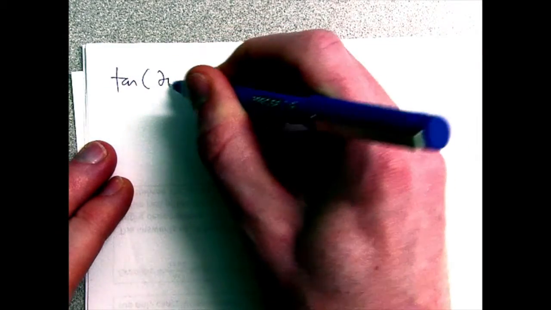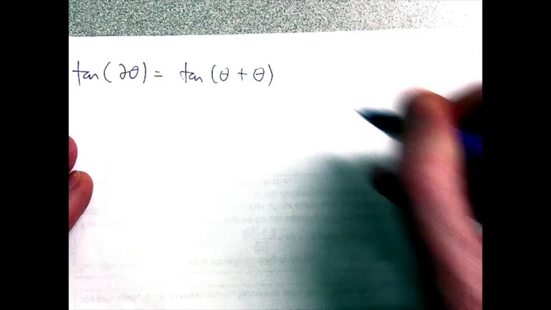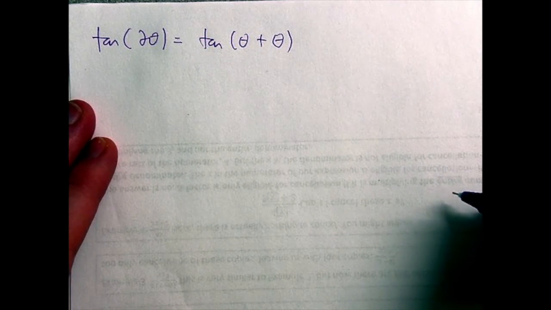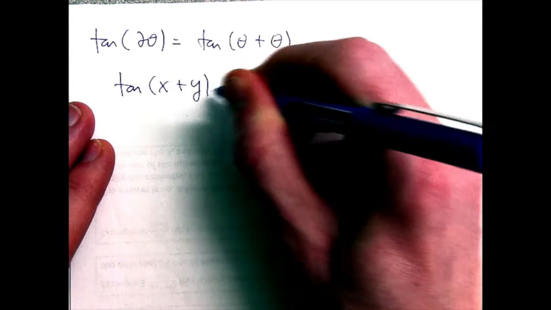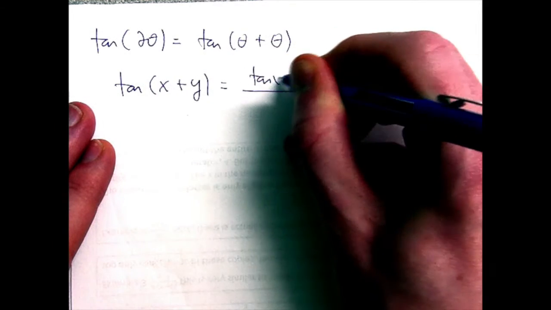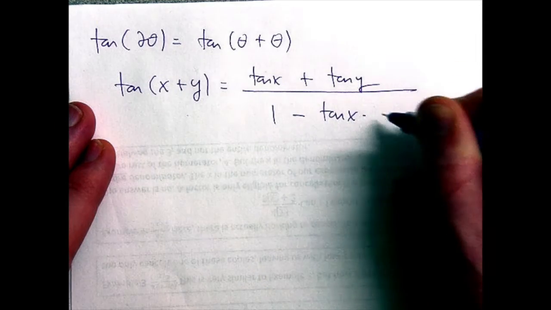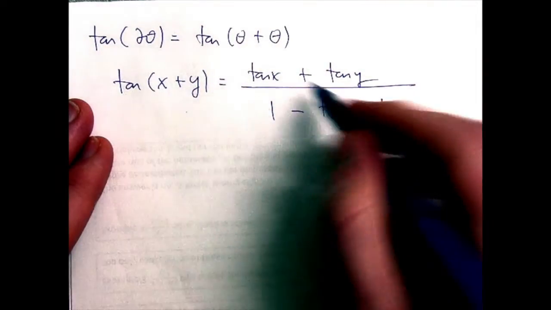Now, let's consider tangent, right? We want a double angle formula for tangent. So tangent 2 theta, same trick as always. I can say, well, this is tangent of theta plus theta. And then I have to use the angle sum formula for tangent. Maybe I'll remind you what it is. So we derived it last time. The tangent of x plus y is tangent x plus tangent y over 1 minus tangent x times tangent y. So that's the formula I'm going to use, except both x and y are theta.